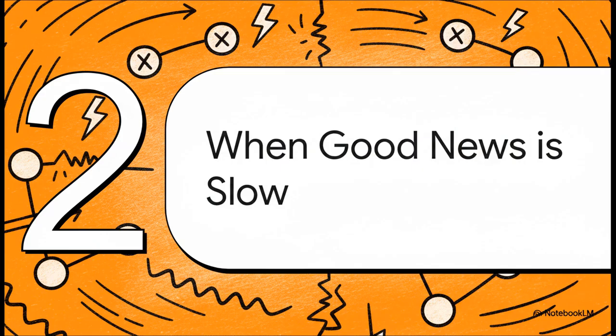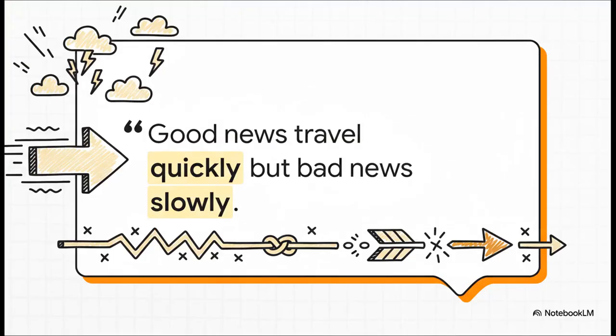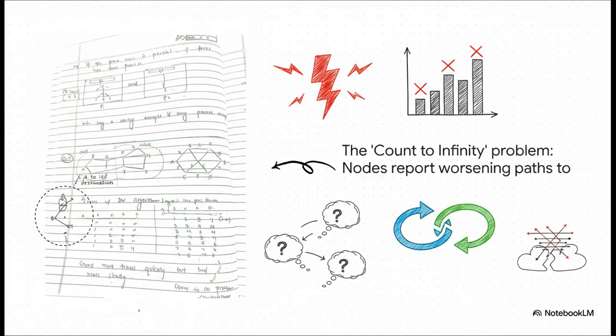But what happens when a connection breaks? Yeah, this is where we find a pretty fatal flaw in this neighborly approach. This quote from the source material just perfectly captures the core issue with distance vector routing. A new, faster route gets shared almost instantly, but news of a broken link, well, that can get stuck. This is the infamous count to infinity problem.